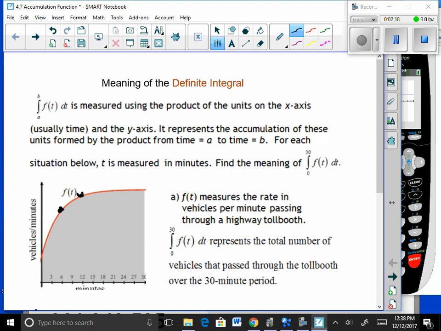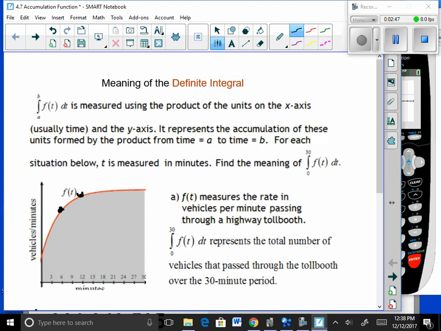Okay, so on the AP test, they do like to ask you to find the integral and then state the meaning. What does it mean? So when they ask you to state the meaning, don't ever say "it represents." You have to be very specific and don't use the word "it." So here it's showing specifically you'd write the integral from 0 to 30 of f of t dt, so don't use the word "it." Put the integral there. Represents the total number of vehicles passing through the toll booth over the 30-minute period.